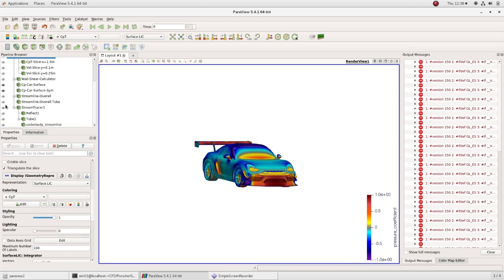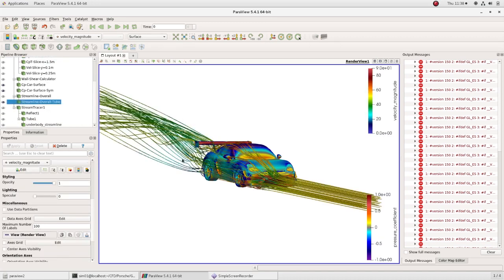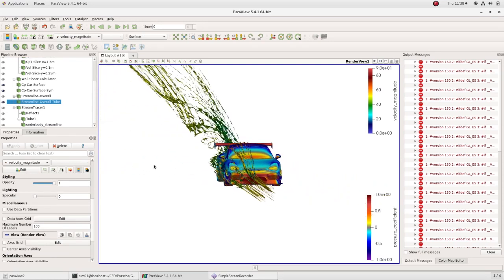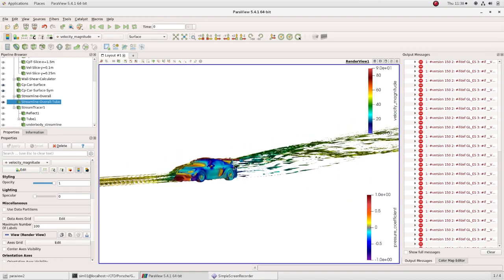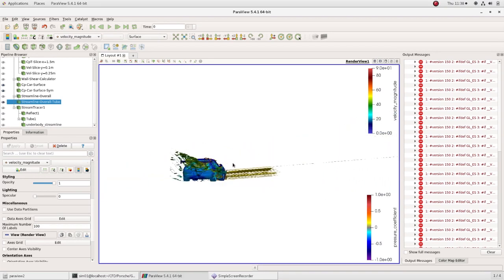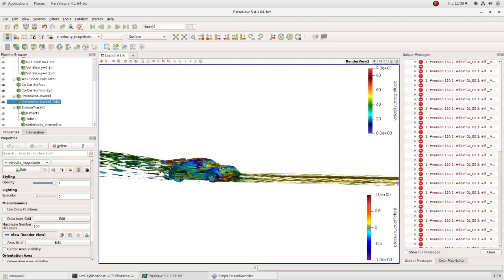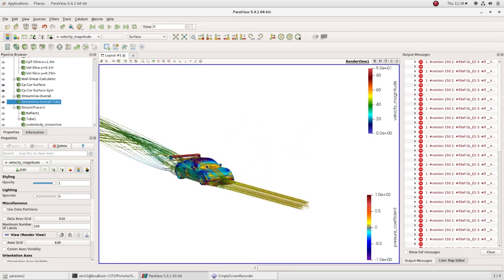The last type of post-processing we will look at is streamlines. This one is a pretty popular one since it makes really pretty images. The streamlines show how a vehicle would dissipate air as it drives. The streamlines are colored by velocity to see speed in different areas.